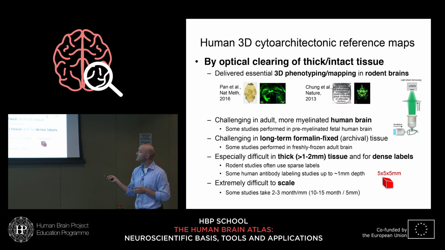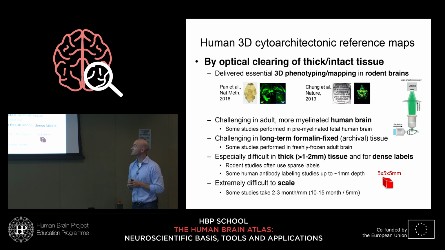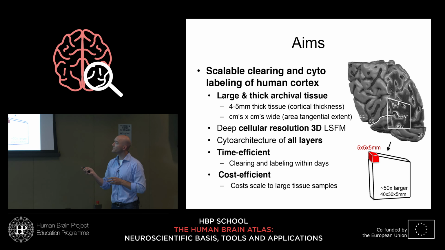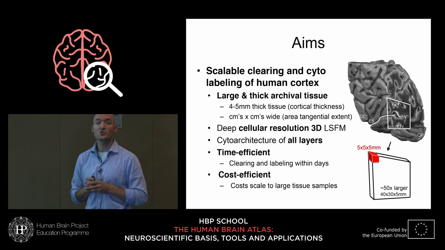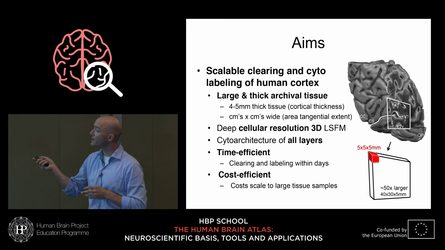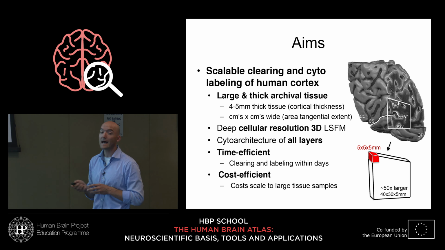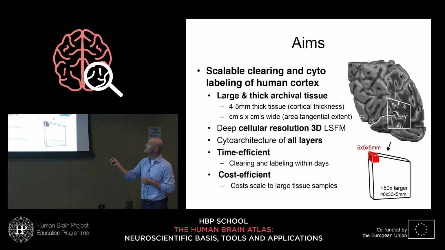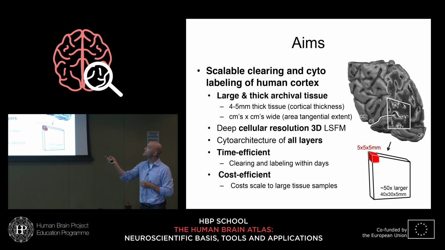The best that Nick Weisskopf's lab was able to do before we started this work was to look at one cube of 5 by 5 by 5 millimeters, stain that with antibodies, and imaging it took them 1.5 years. So the focus for us was to try and do a similar thing, but at 50 times a larger piece of tissue. And in fact, we chose a 40 by 30 by 5 millimeter slab of tissue to be the exact piece of tissue that I've been focusing on a lot, which is a coronal slab through the calcarine sulcus, which contains V1 and V2.